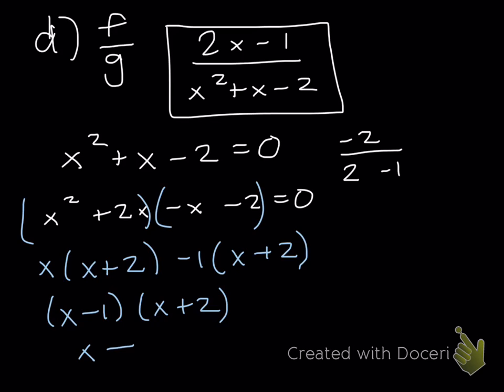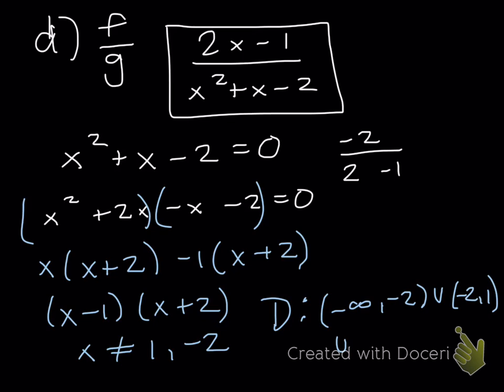Which means x cannot equal 1 and x cannot equal negative 2. So our domain is negative infinity to negative 2, union negative 2 to 1, union 1 to infinity. And remember that with domain, you're trying to tell me what values you can use. You can use every value except 1 and negative 2 because those will give you an undefined answer.